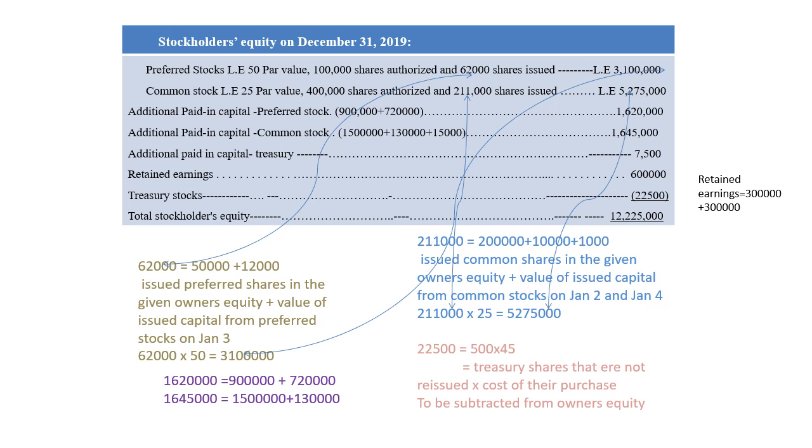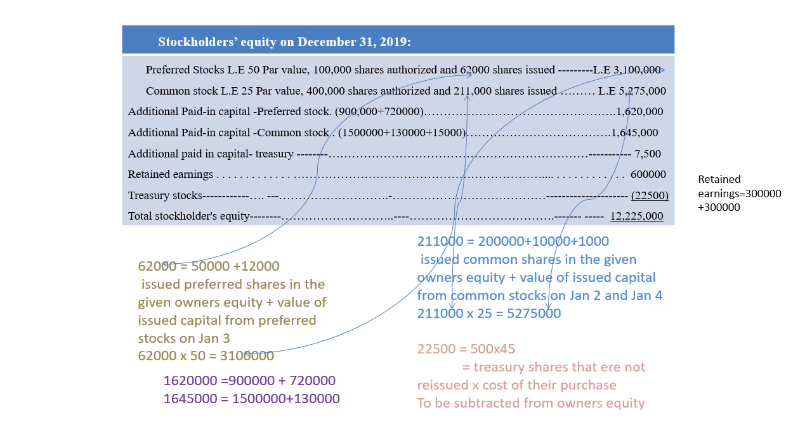How do we reduce the treasury stocks from the owner's equity? We multiply the amount of treasury stocks still not reissued. The corporation bought 2,000 of its own stocks. Then the treasury stocks were 2,000. Then it reissued 1,500 from these 2,000. So how much is still treasury? It's only 500 shares still remaining inside the corporation as treasury.